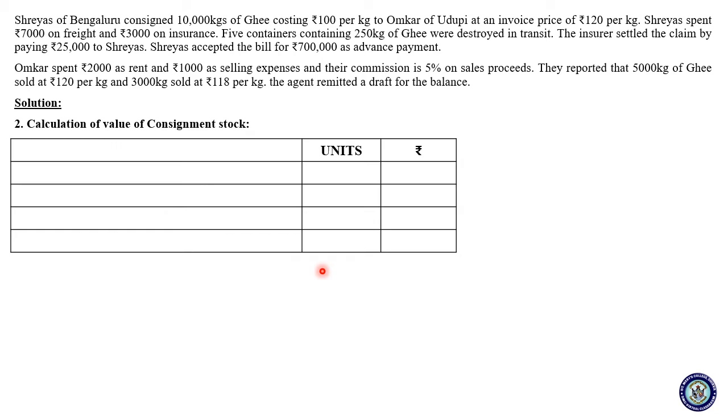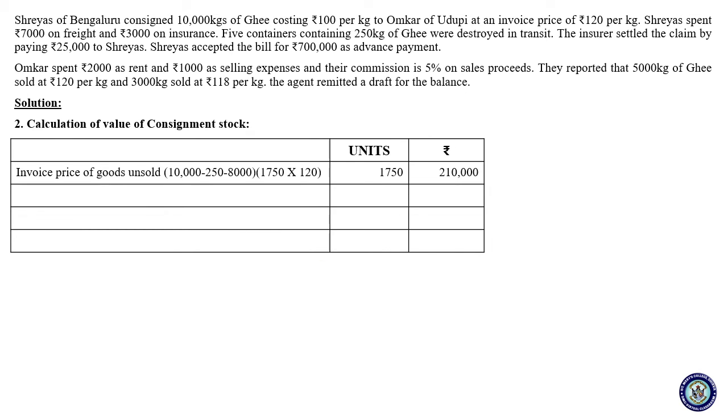Okay, check your answer. So first you have to take the cost of goods unsold. If you get confused with the cost, you can write invoice price of goods unsold. If you write cost of goods unsold, you have to take the invoice price only, not the cost price. If the invoice price is not given, then you can take the cost price, because only cost is given in the problem.